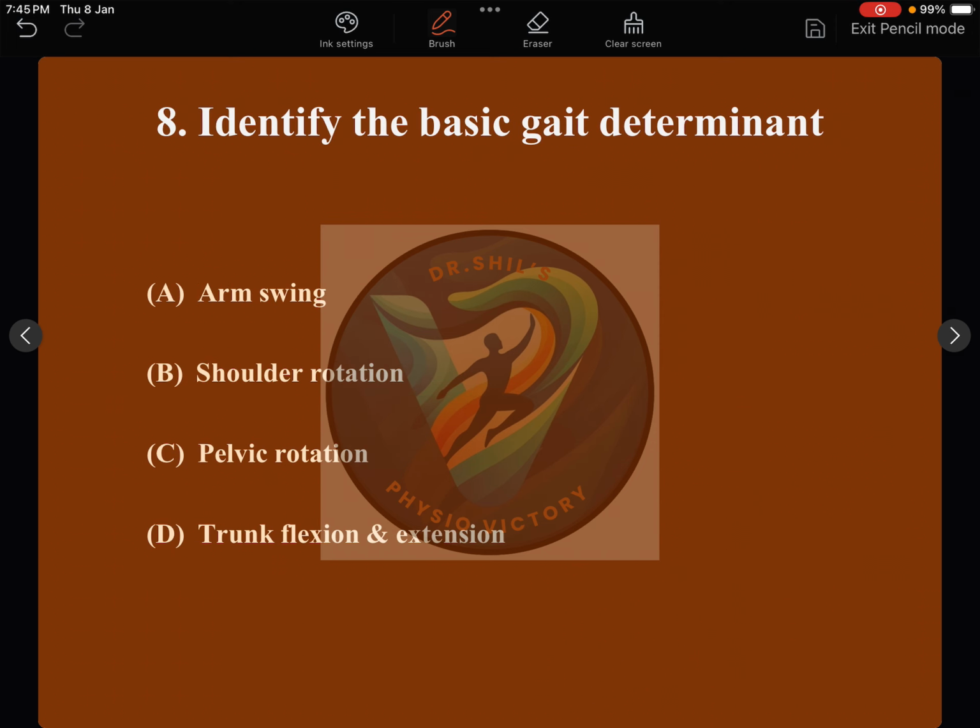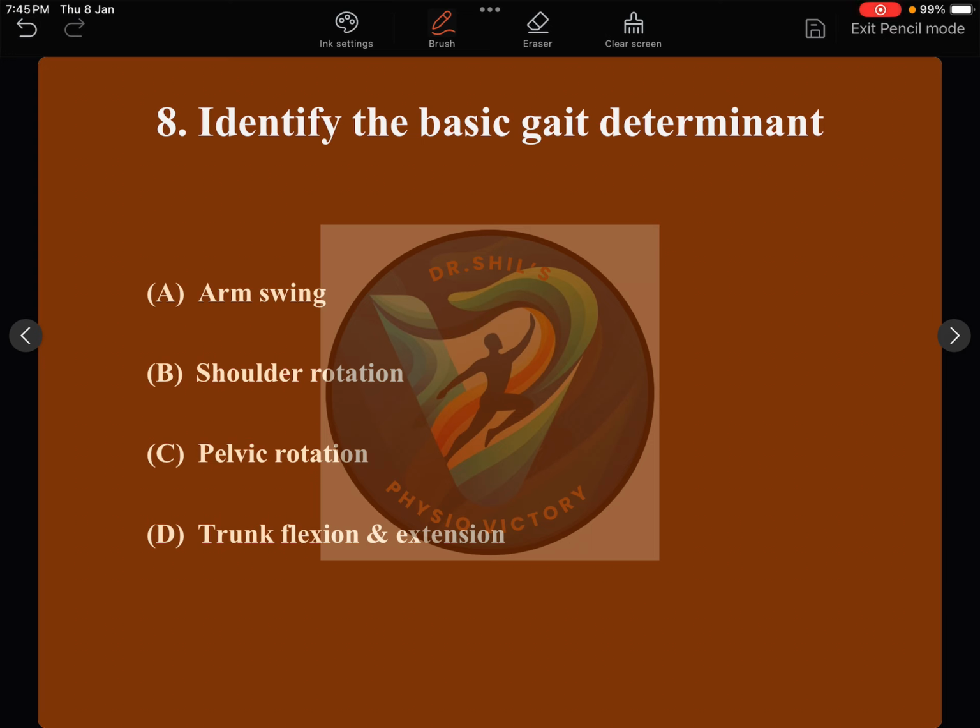Next, come to question number 8. Identify the basic gait determinants. Option A, arm swing. Option B, shoulder rotation. Option C, pelvic rotation. Option D, trunk flexion and extension.